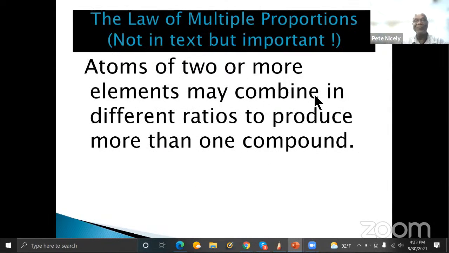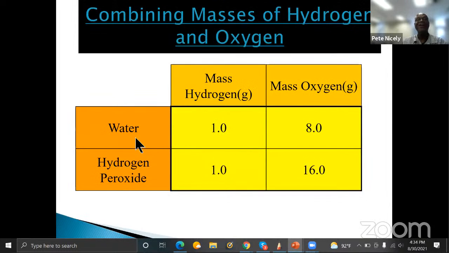Okay, now there's a law known as the law of multiple proportions. I don't think it's in your textbook, but I thought it was important for me to go into this law. And this law says atoms of 2 or more elements may combine in different ratios to produce more than one compound. And we see that in the case of water and hydrogen peroxide. They're made up of oxygen and hydrogen, but their percentages are different.